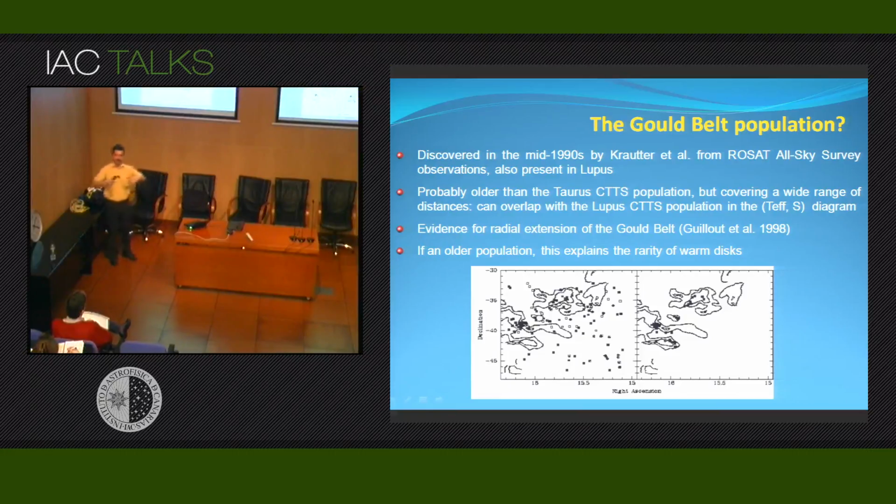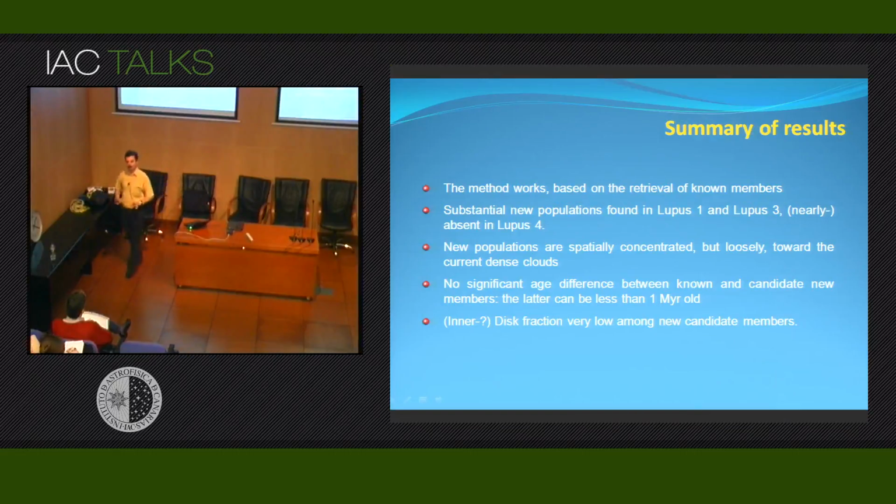In addition, there is this birth line that we observe in Lupus 3, or something that we interpret as the birth line. This depopulation of objects that you may remember in the upper right part of the temperature versus luminosity diagram. If we had a population belonging to the Gould Belt distributed at different distances, there would be no reason for this cutoff. We would have to see that part of the diagram more or less similarly populated as the regions where we do find the new candidate members.